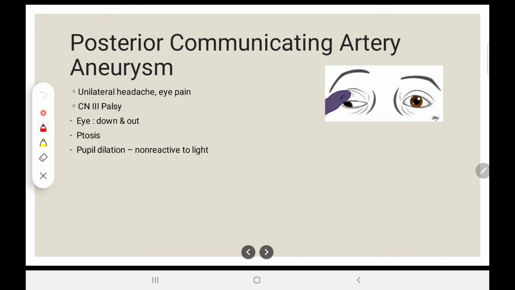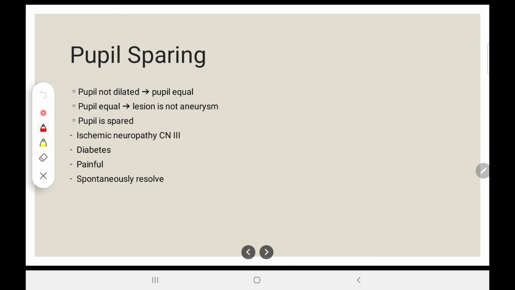Posterior communicating artery aneurysm. Posterior communicating artery aneurysm causes headache and eye pain. It can also cause cranial nerve 3 palsy. For the eye, it can be down and out. It can also cause ptosis and pupil dilation, which is non-reactive to light. Pupil sparing.